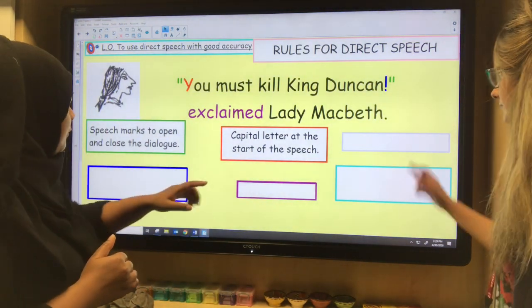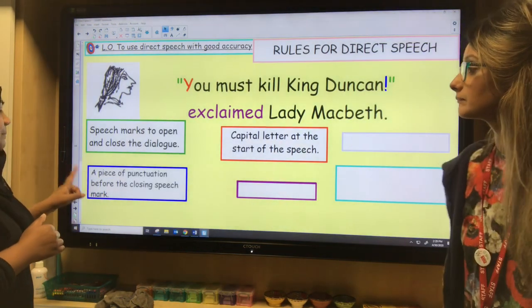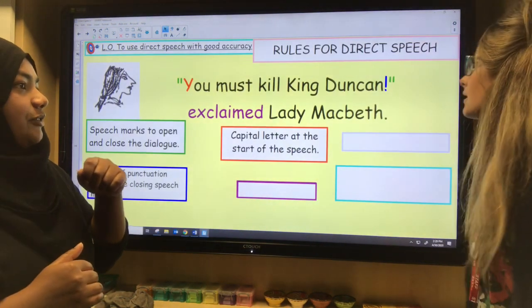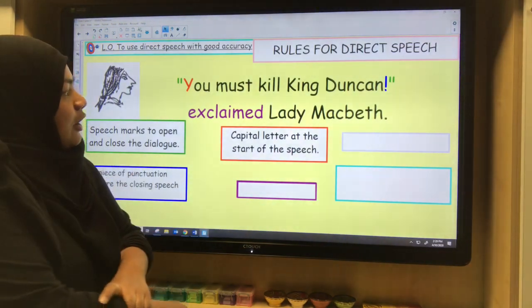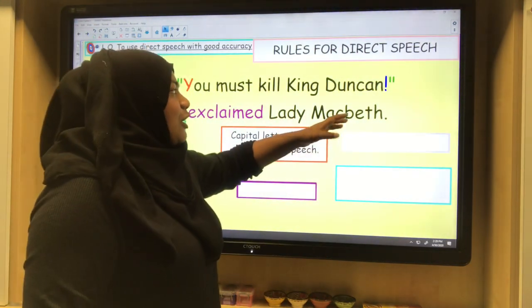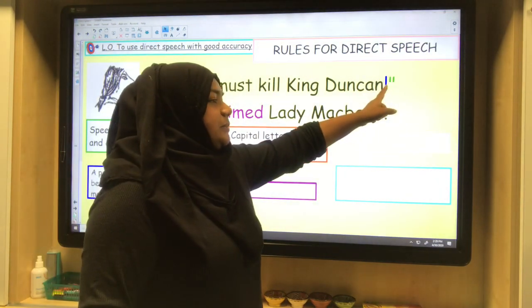Right, the next one is this blue one here. It says a piece of punctuation before the closing speech mark. Do you want to elaborate on that, or shall I? You can go for it. I'll do the next one. Depending on where your speech is in your sentence, you can have one or a few punctuation marks at the end, and it must come before the closing speech mark.